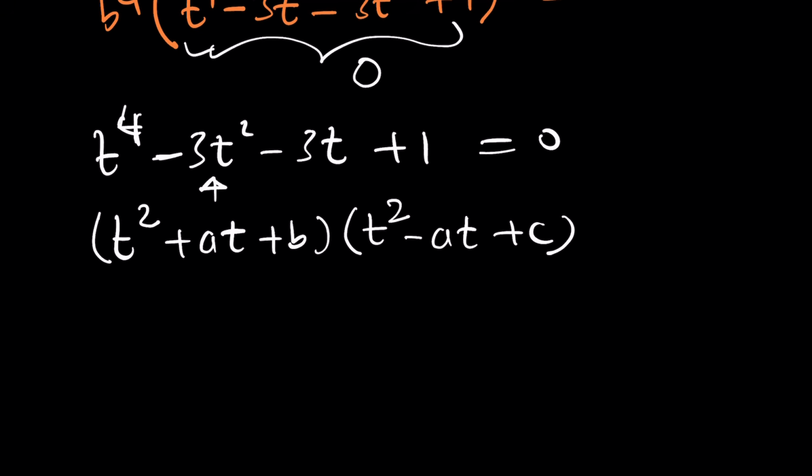So now we can go ahead and set them equal to each other. And from here, we're going to get a bunch of equations, like a system of equations. When you distribute, you're going to get t to the fourth power.